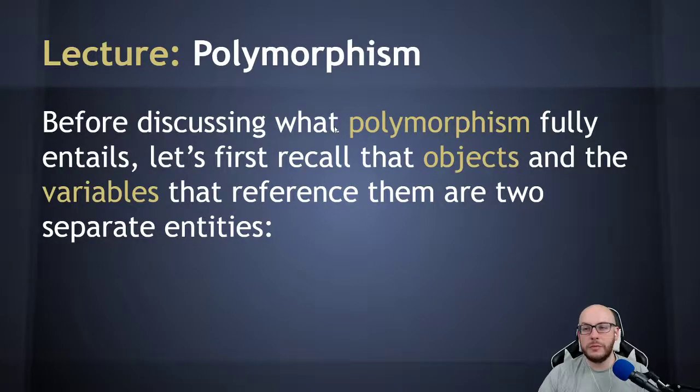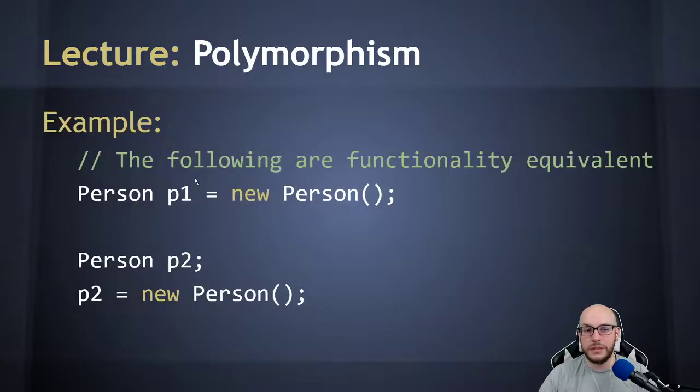Before we discuss what polymorphism fully is, let's recall that objects and the variables that reference them are two separate entities. Here I have the construction statement. We're creating a person called P1 and saying it is a new person. That is functionally equivalent to creating a person variable and then assigning it a person object. The variable declaration is separate from the object construction. We frequently do them together, but they can be separated.